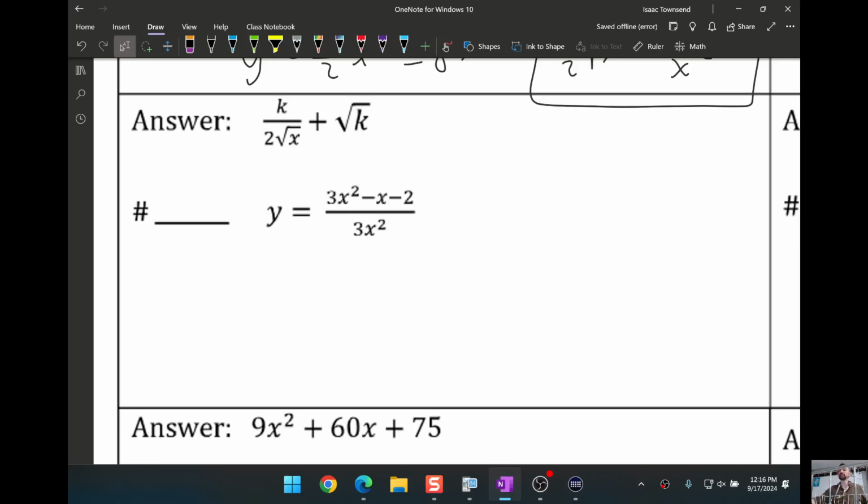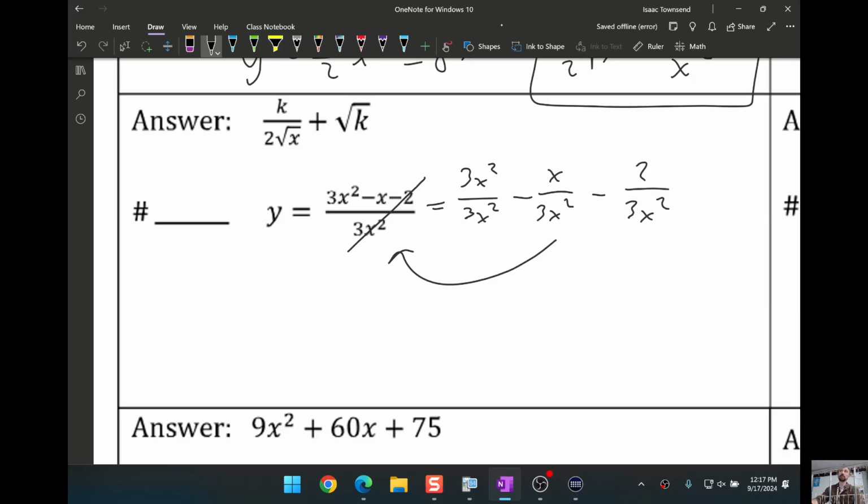So what I would say for this is, you could do the quotient rule because you've got a function divided by a function, and if you really want to do power rule, which is what I would prefer to do, I would split this fraction up. Never split apart a denominator, but you can split apart a numerator. You can put 3x squared over 3x squared, as long as you put minus x over 3x squared and minus 2 over 3x squared. You guys are just used to going this direction.